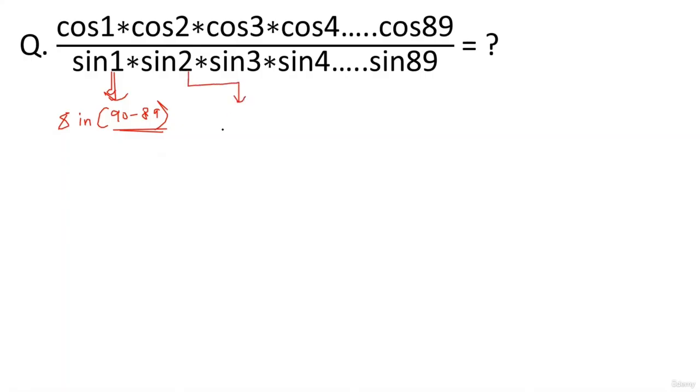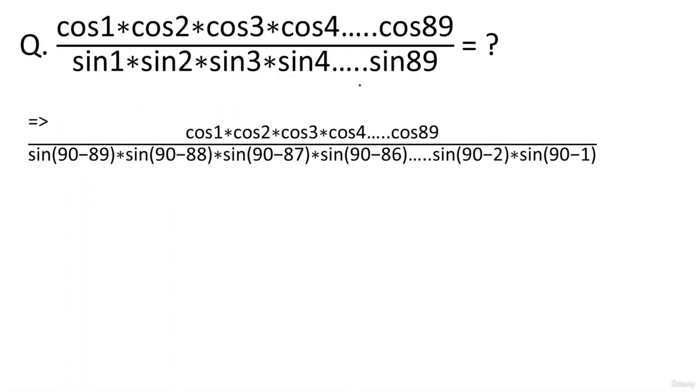Similarly, if you have this as 2, sine of 90 minus 88, right? Write the 3 as sine of 90 minus 87. That's exactly what I'll do for all the values in the denominator. So see, I've replaced all the angles here. 1 is 90 minus 89, 2 is 90 minus 88, 3 is 90 minus 87, 4 is 90 minus 86, and the last angle 89 is sine of 90 minus 1.